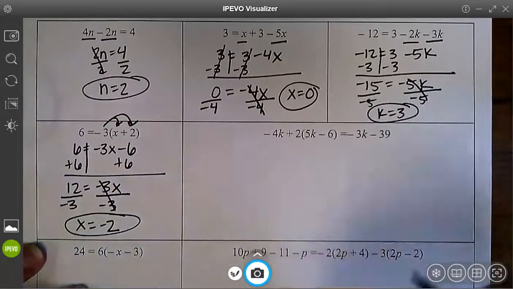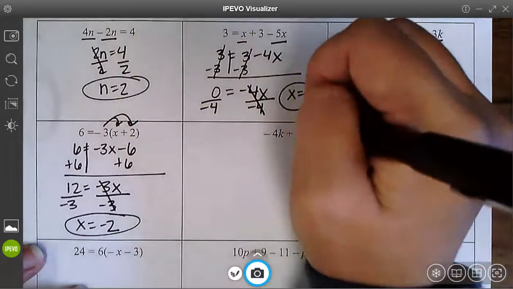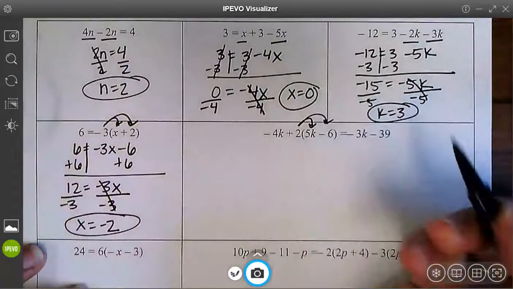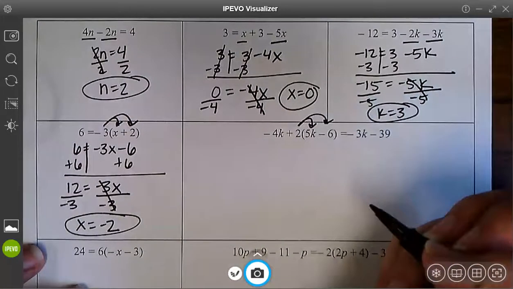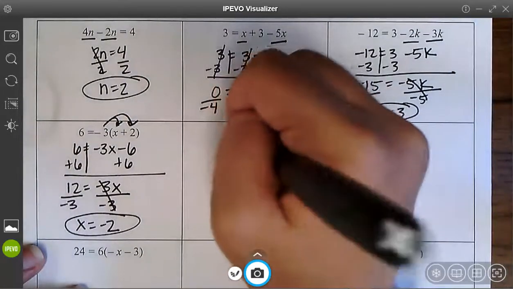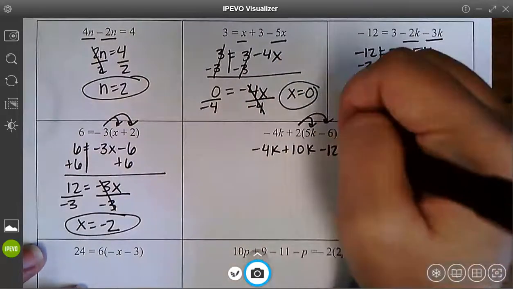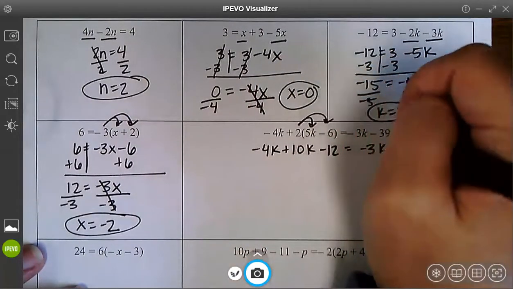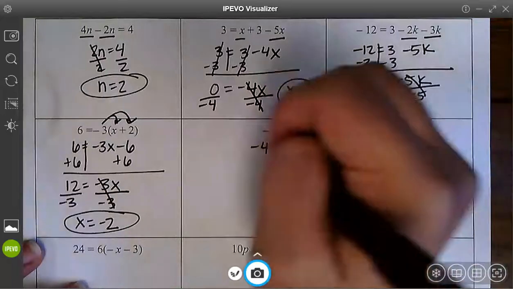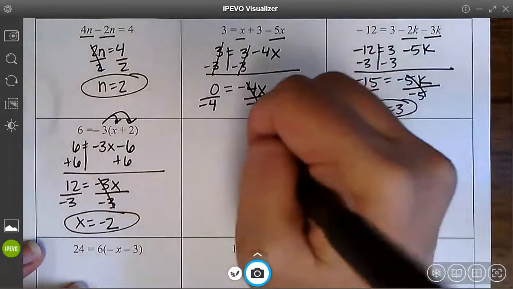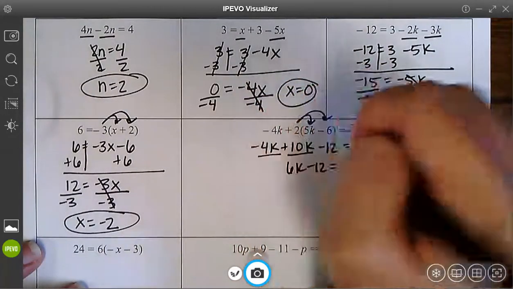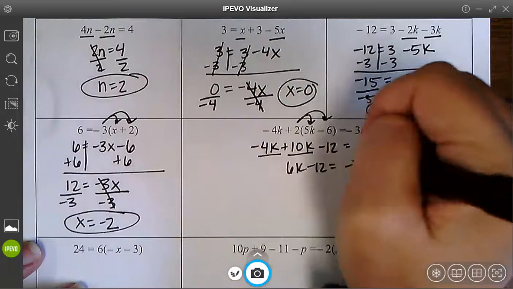The next one has a few more steps. I'm distributing that 2 first. I can't combine anything outside of my parentheses. Can't combine anything inside my parentheses. Negative 4k plus 10k minus 12 equals negative 3k minus 39. Combine my like terms. I get 6k minus 12 equals negative 3k minus 39.